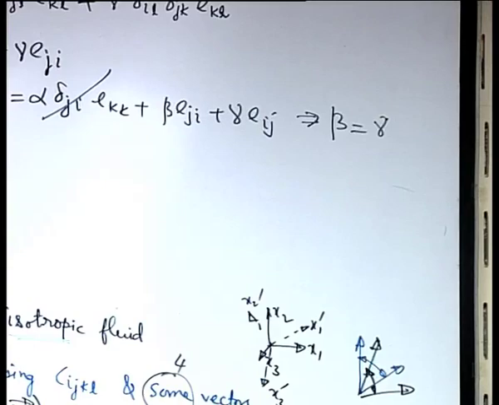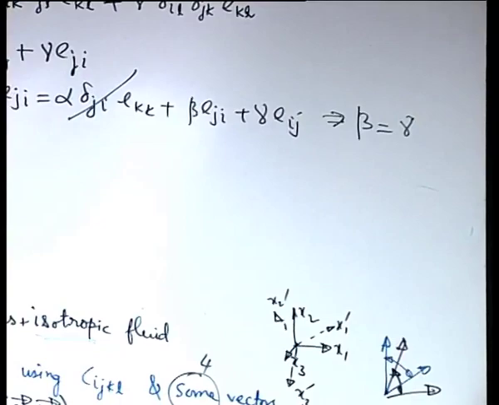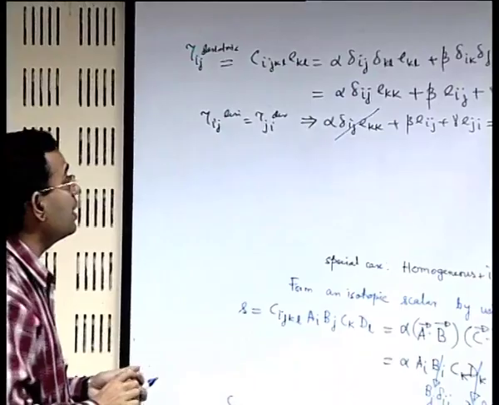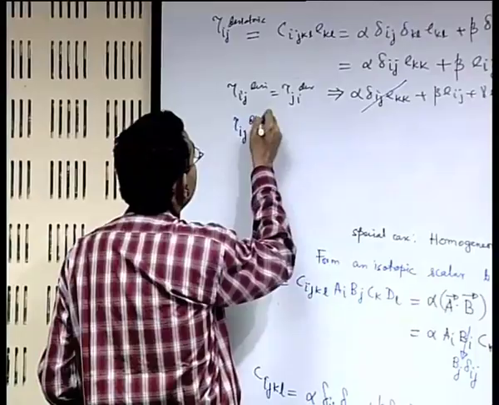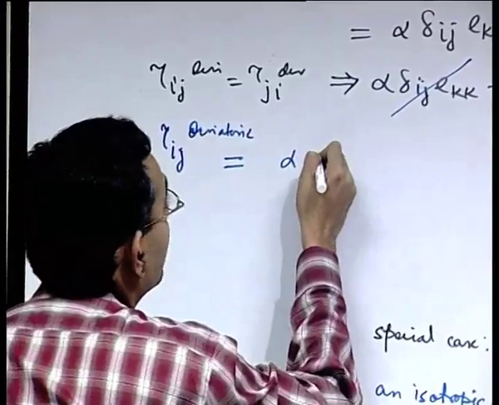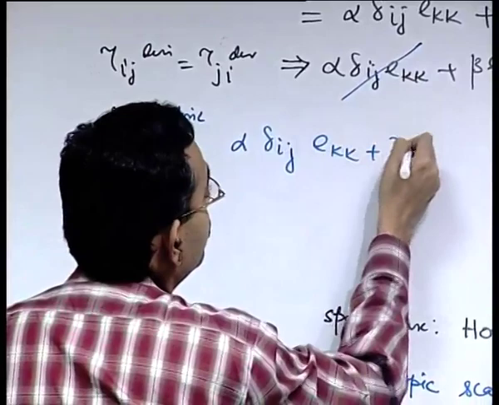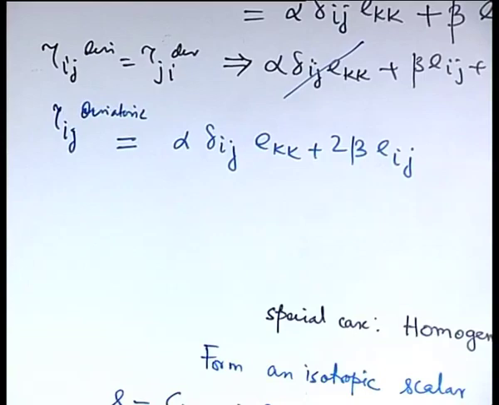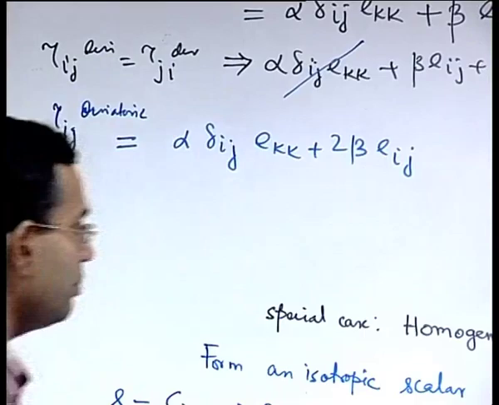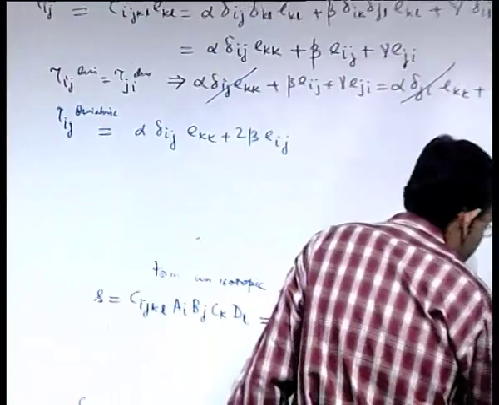Okay. So, you are now left with two independent constants which you have come up with by utilizing the symmetry of the stress tensor. So, tau ij deviatoric is equal to alpha delta ij Ekk plus 2 beta Eij. So, this alpha and beta should have some physical implications. What are their physical implications? Let us try to understand that by relating the stress with the deformation.